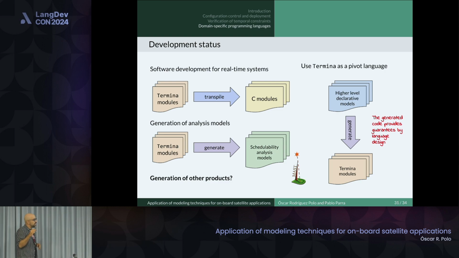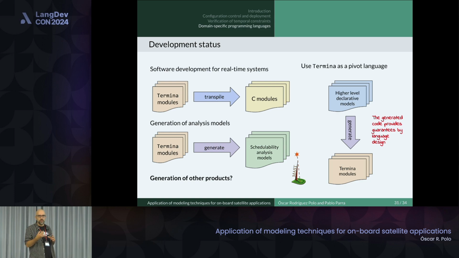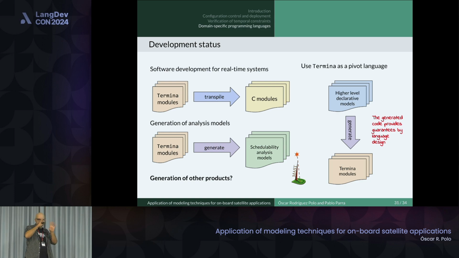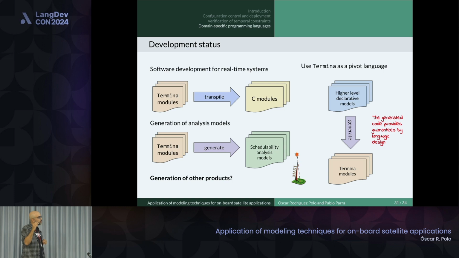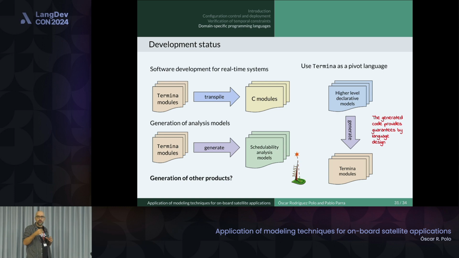And the idea also is that this language can be used directly. I mean, it can be programmed directly. We're also developing a Visual Studio Code plugin so that it has some of the nice features that these plugins provide. It can be used to manually develop applications, but it can also be used as a pivot language so that you can define some higher level declarative models of your application and generate Termina code from these higher level models.